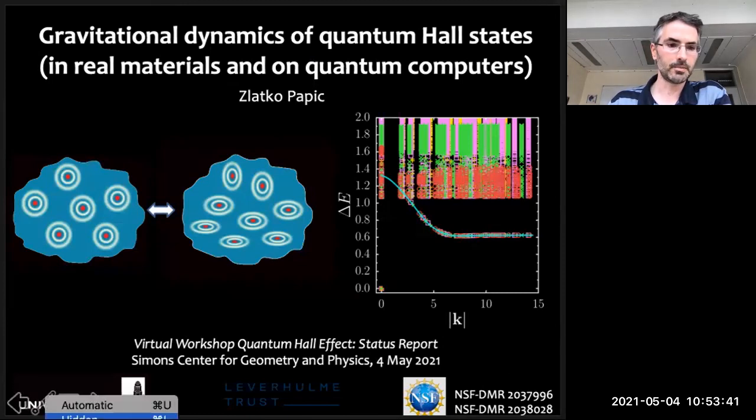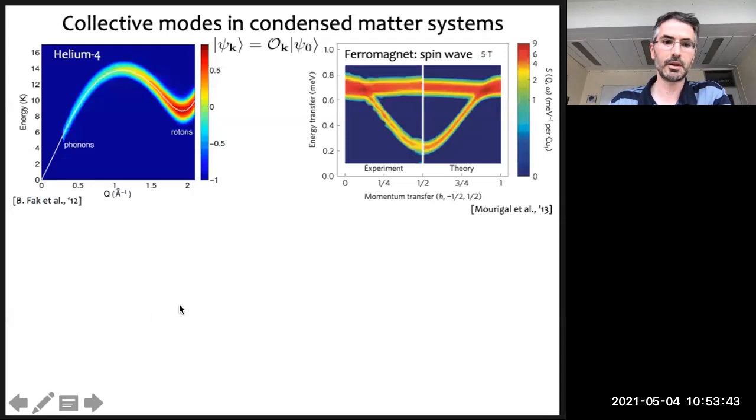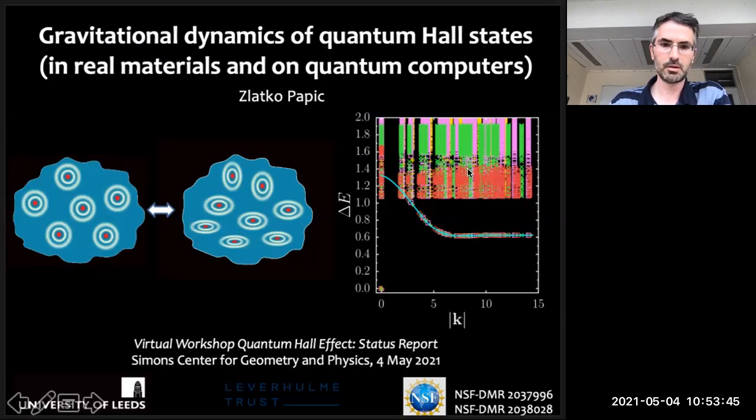Just let me put my laser pointer. Can you see my laser pointer? You can see, I can see your pointer. Yeah.